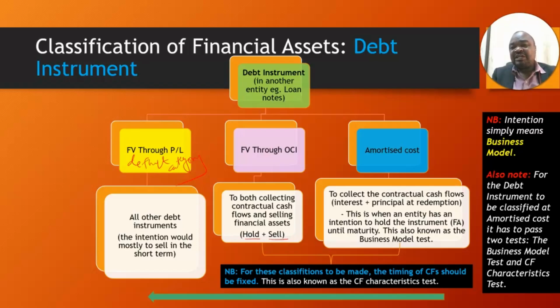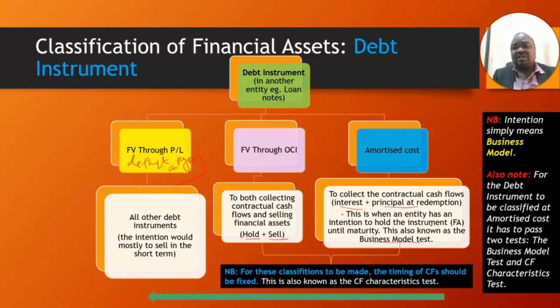What about at amortized cost? Here, you want to collect the contractual cash flows, that is the interest, and the principal at redemption. This is when an entity has an intention to hold the financial asset until maturity. This is also known as the business model test. How long do you want to hold on to the financial asset? You want to hold on until it matures. That's your business model. You want to keep the asset until maturity. So that's the business model test.